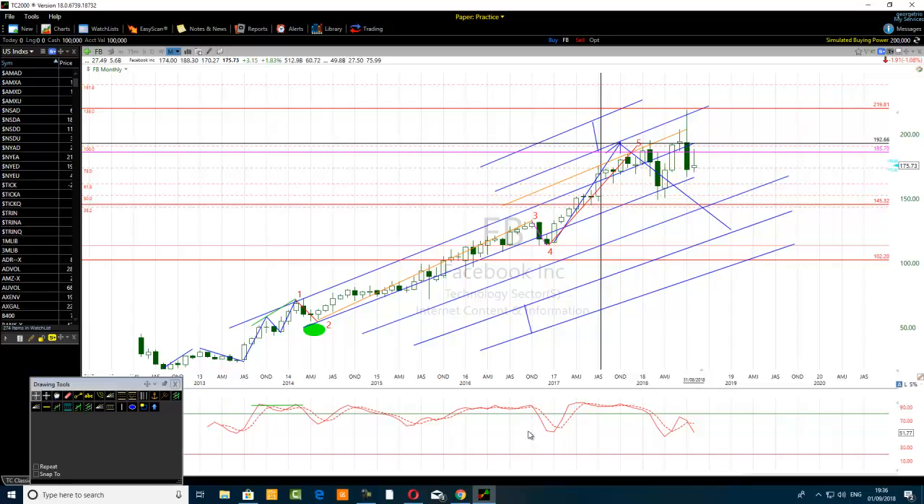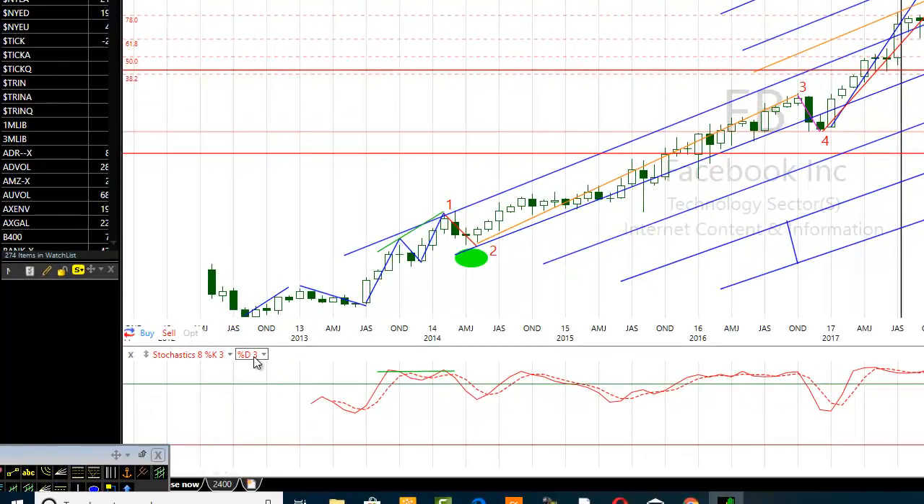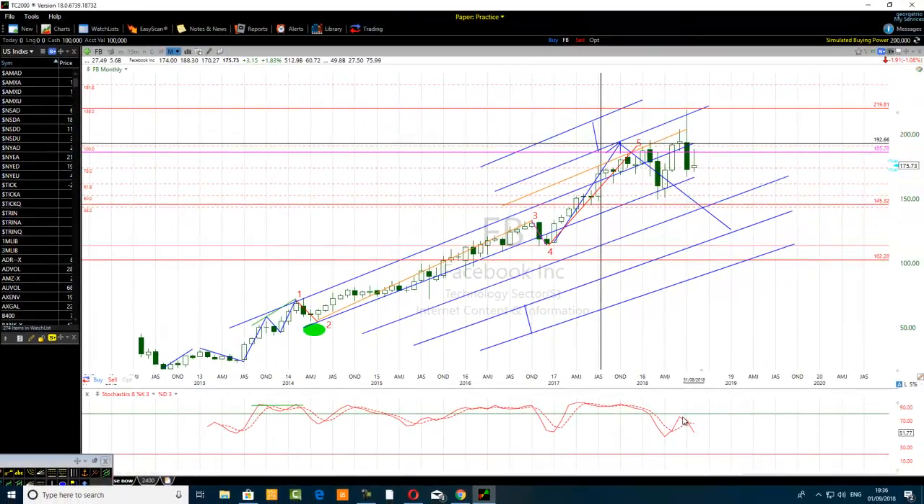So here it is. We have the third wave, fourth wave, stochastic pullback, and then the fifth wave. Look at how the stochastic 8-3-3 is doing a very good job to help us with our wave count. And now here it is, a fourth wave. This is a distinctive stochastic behavior that we usually see during a multi-wave. This is a clean cut. And this is a good one here.